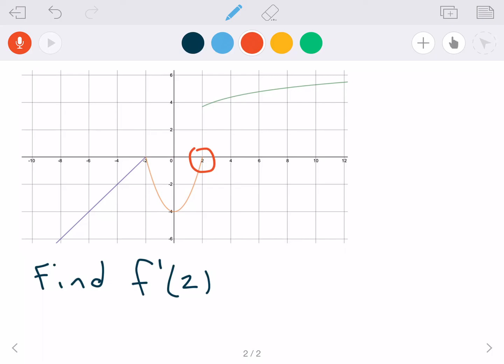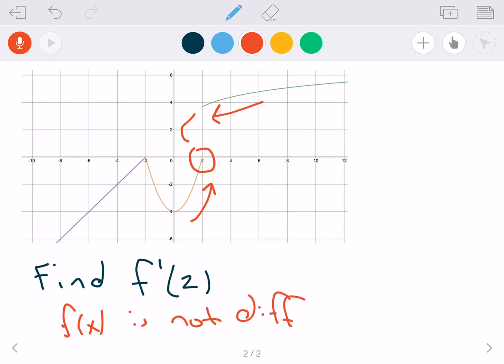Things are only differentiable if the function is continuous and smooth. This is not continuous, right? We have a left-hand limit, but it does not match my right-hand limit. So it fails our textbook definition of continuity. I can't draw it without picking up the pencil, right, to get from here to here. So if it tells you to find that derivative, it's a trick question. You would say that f of x is not differentiable at x equals 2. If you're in a hurry, you can't find the derivative at that point.